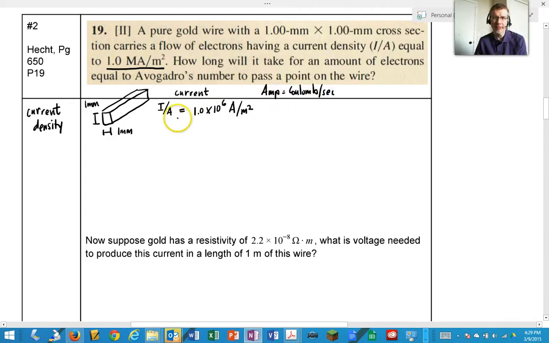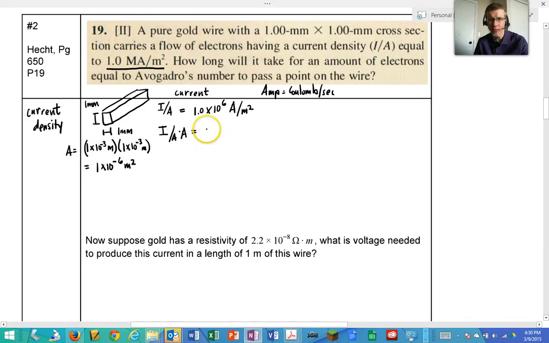But if I've got 1.0 times 10 to the 6 amps per meter squared, all I need to do to get the current, the pure current, is to multiply I over A times A. That's the area of the wire. The area of the wire is going to be 1 times 10 to the minus 3 meters, because that's what a millimeter is, a thousandth of a meter. 1 times 10 to the minus 3 meters times 1 times 10 to the minus 3 meters. That equals 1 times 10, add the exponents, 10 to the minus 6 meters squared. That's the area of the wire.